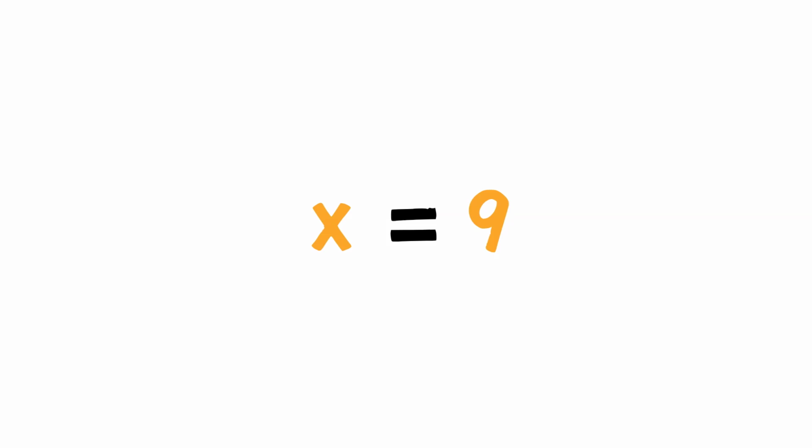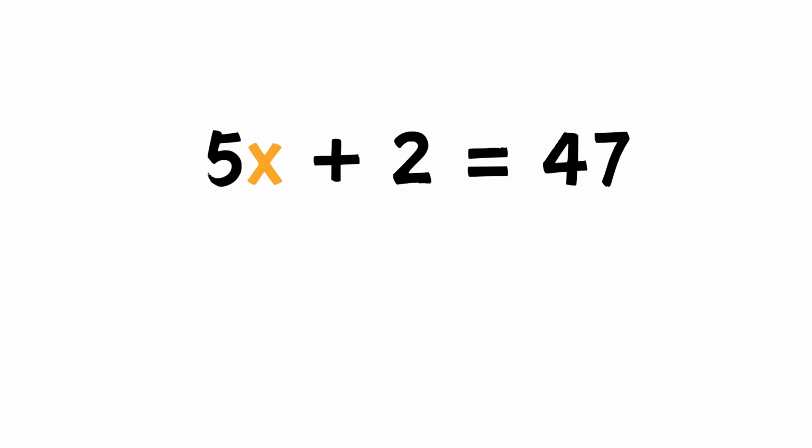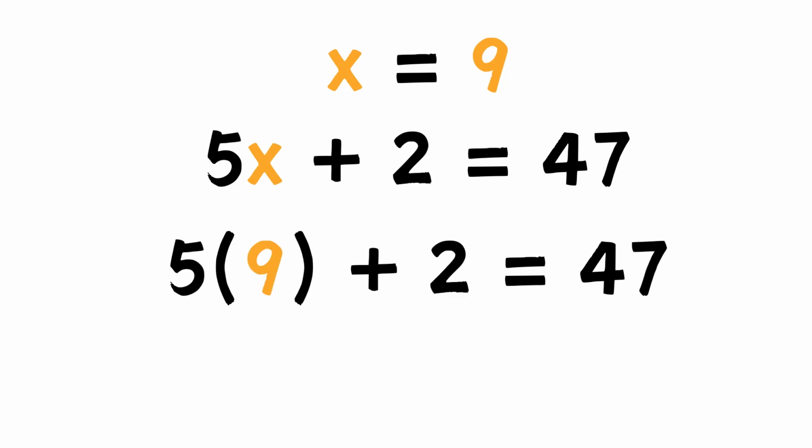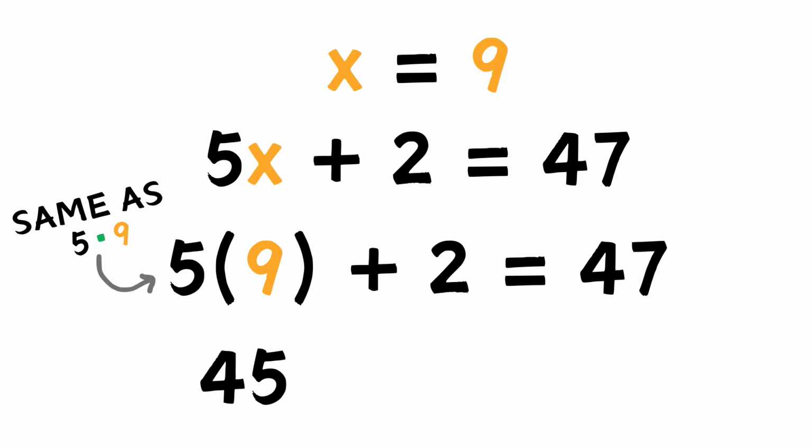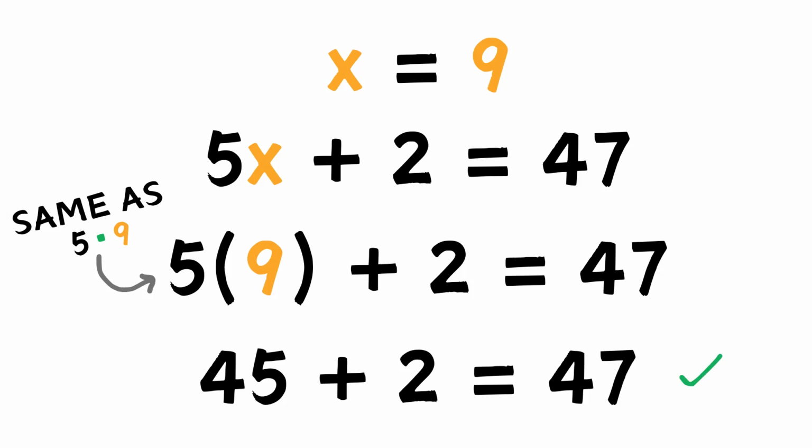And there's our solution. But let's check our work to make sure. If x equals 9, we should be able to substitute it back into the original equation and get the correct answer. First, we calculate the multiplication. 5 times 9 is 45. And then we add 2. 45 plus 2 is indeed 47. It checks out. x equals 9.